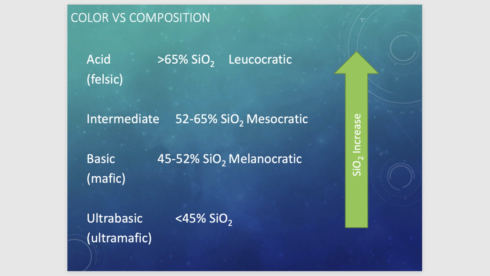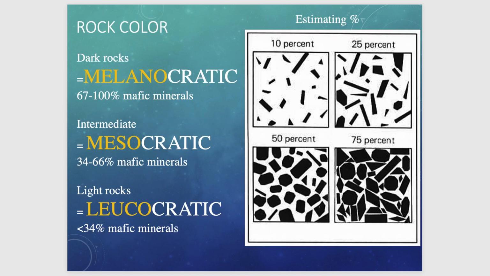So we are introducing another way of calling these breaks, so melanocratic, mesocratic, so in the middle in terms of color, and leucocratic, which is essentially saying that it's light, whitish color, for acid and felsic rocks with more than 65% of silica. So the content of silica is also related to the color of the rocks.